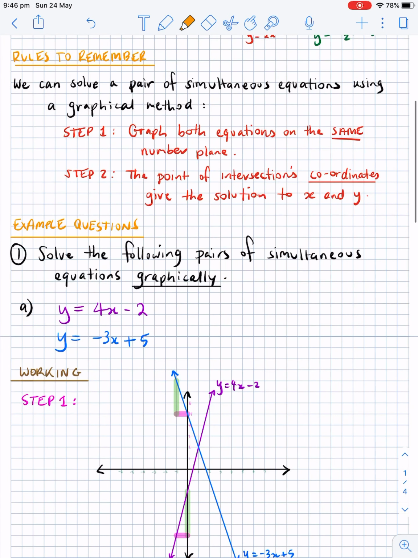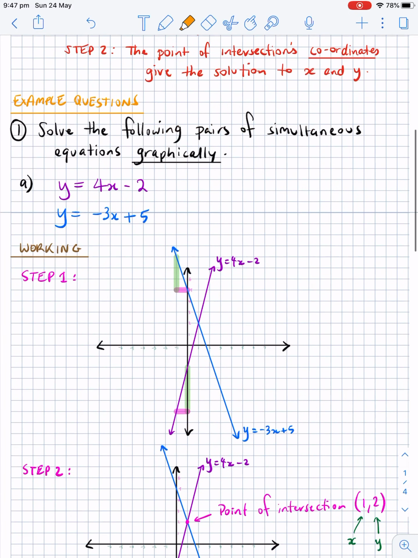Okay, so some example questions. Solve the following pairs of simultaneous equations graphically. I give you these two equations. These are quite easy to graph because they're in gradient intercept form. Our y is the subject for both, so you can see the gradients for both lines as the coefficient of x, and we can see our y-intercepts as the constants.